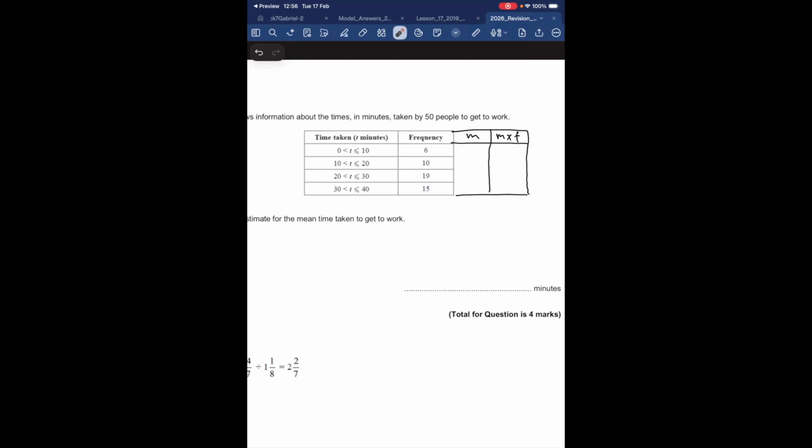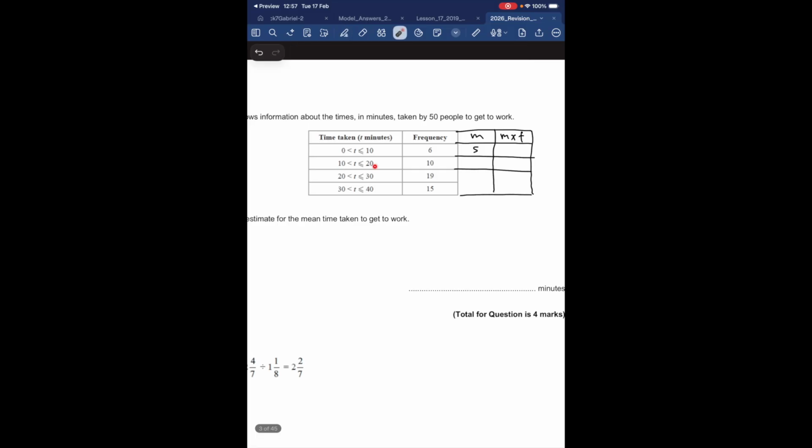The midpoint is going to be the midpoint of the interval. Now remember, these groups are called the classes. So the midpoint of 0 to 10 is going to be 5. The next midpoint from 10 to 20 is going to be 15. The next midpoint is going to be 25, and the final midpoint is going to be 35.